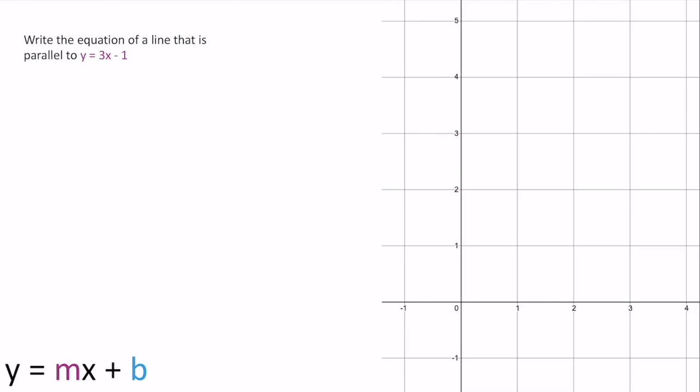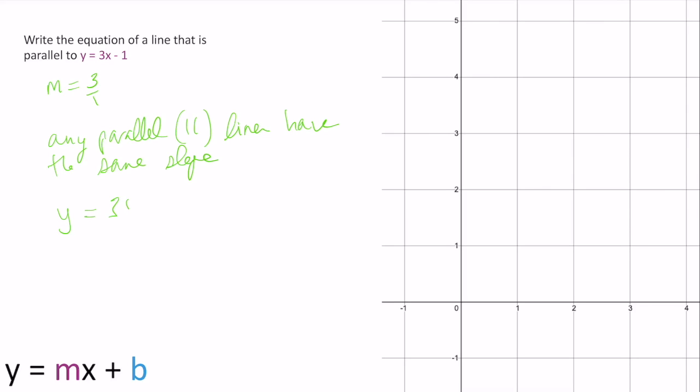So how can we apply that? Write the equation of a line that is parallel to y equals 3x minus 1. Well, I know that any parallel line, so remember the slope here is 3. If I want to write it as a fraction, I can write 3 over 1. And for parallel you can use this little symbol that looks like 2 vertical lines that aren't going to cross. That means parallel. Any parallel lines have the same slope. So I know that my line has to be y equals 3x and then something. Now let's figure out what that something is.